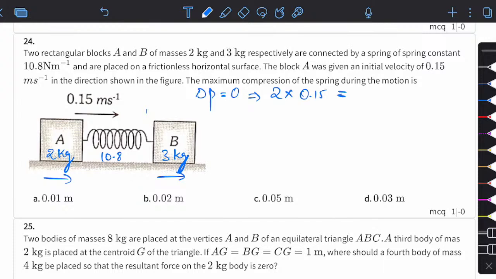But look at what we are asked. We are asked the maximum compression in the spring. This is what we care about. Now think about it. When the compression in the spring is maximum, both the objects should have the same velocity.